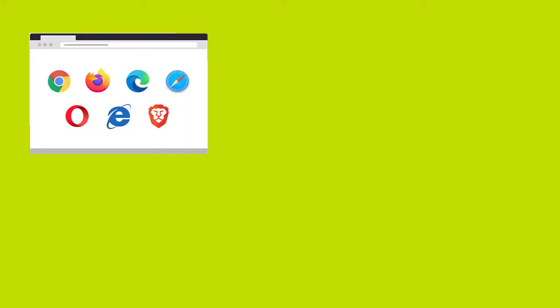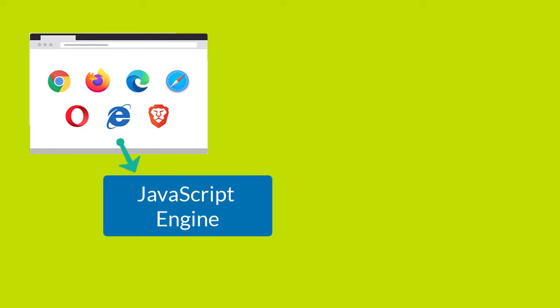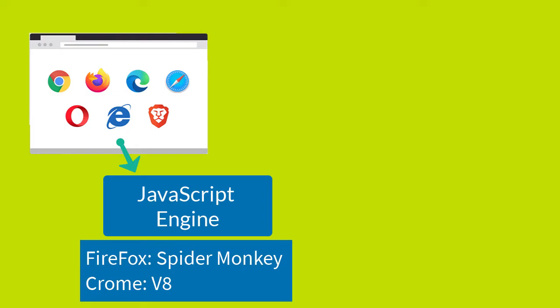Now the answer to the third question, how to run JavaScript code. JavaScript was actually designed to run in the browser. So nowadays every browser can run JavaScript code. To do that, they must have a JavaScript engine. For example, the JavaScript engine for Firefox is called SpiderMonkey, and for Chrome it's called V8.